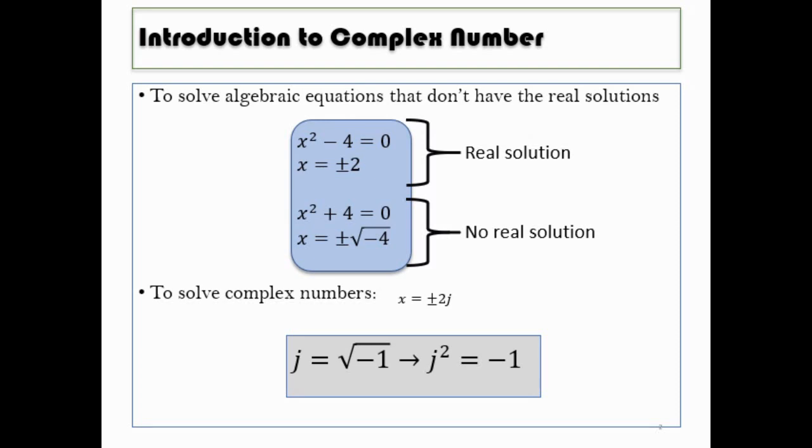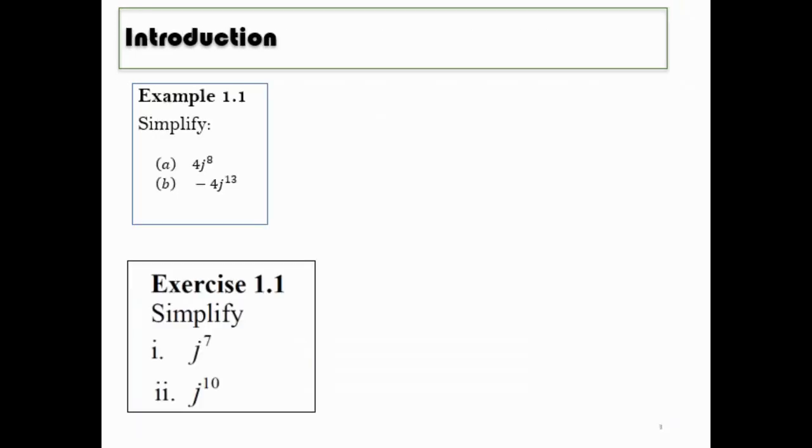So we will let j equal square root of negative 1. So our problem of the square root of a negative will be solved, since we let j equal square root of negative 1 and j squared equals negative 1. Okay, let us try to do this exercise. Example 1.1: I want you to simplify into the form of j.